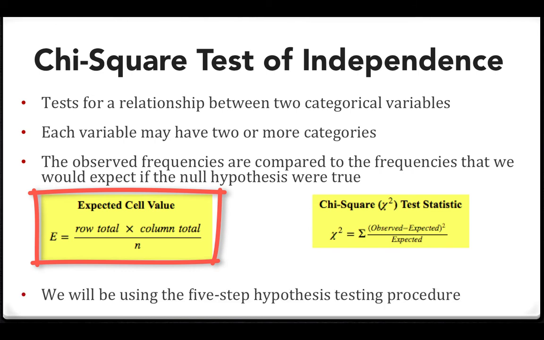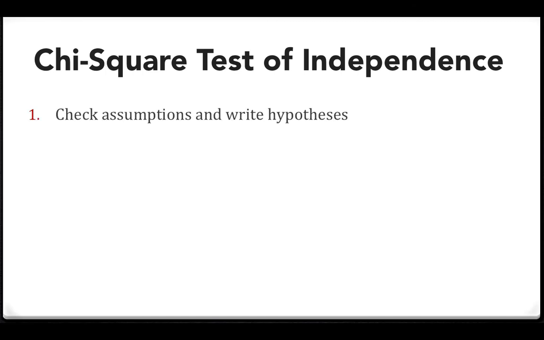Again, we'll use the 5-step hypothesis testing procedure. Step 1, check assumptions and write hypotheses. Again, all expected counts must be at least 5. If this assumption is not met, then you could use a randomization test, which StatKey can run for you.